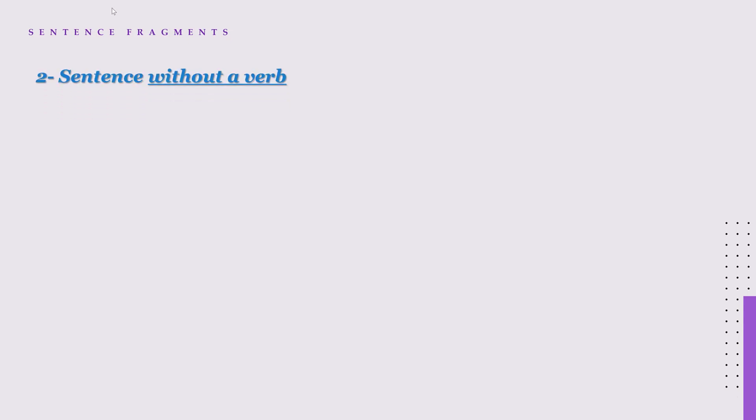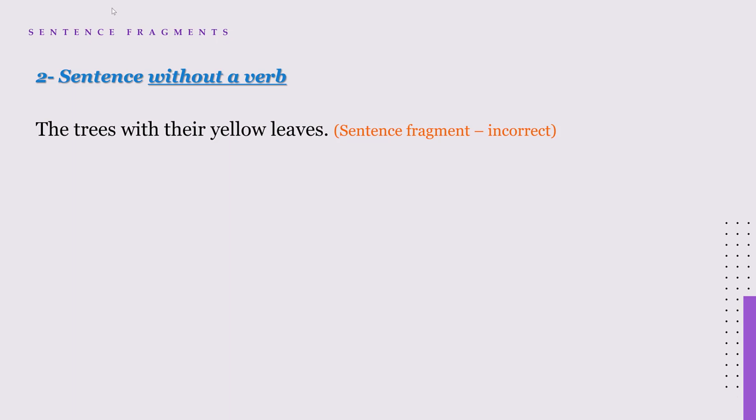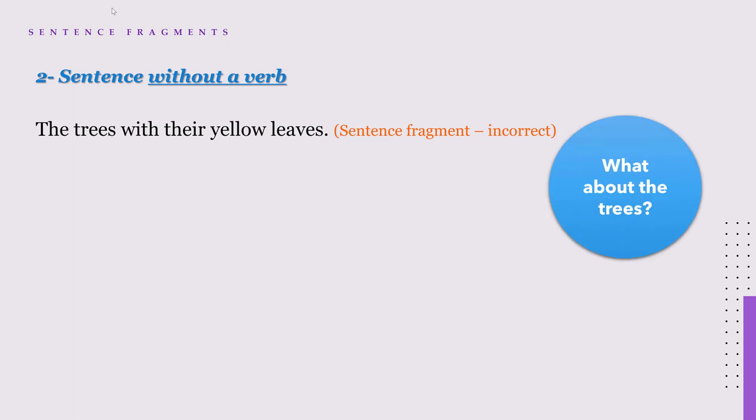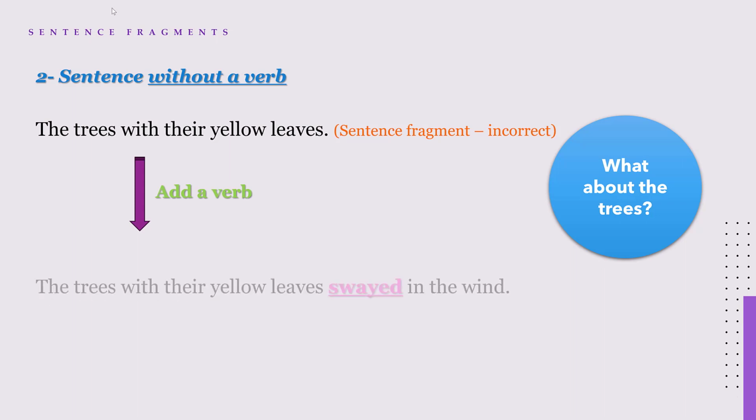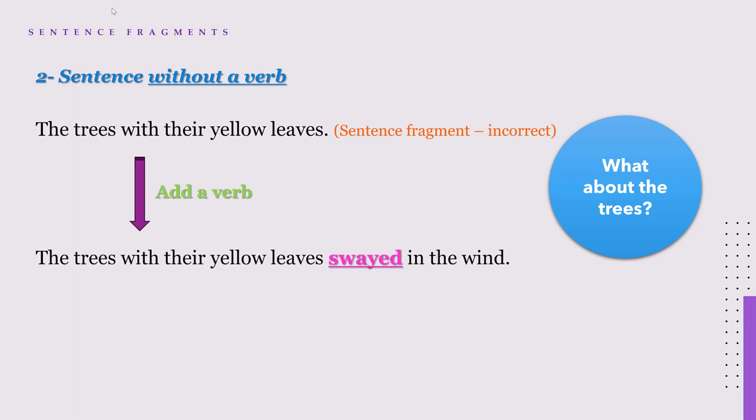Sentence without a verb. "The trees with their yellow leaves." The question is, what about the trees? As you see, the verb is missing. Adding a verb makes this fragment complete. So the correct and complete sentence is, "The trees with their yellow leaves swayed in the wind."